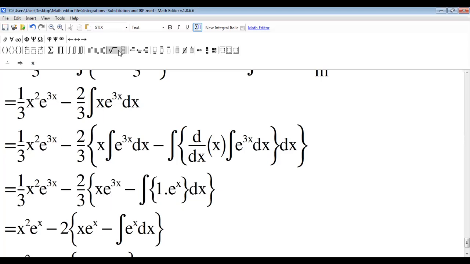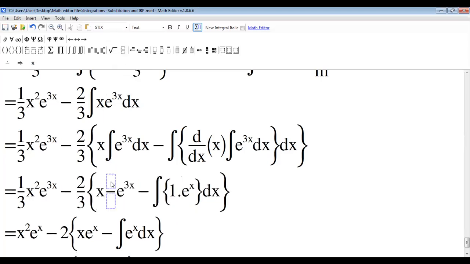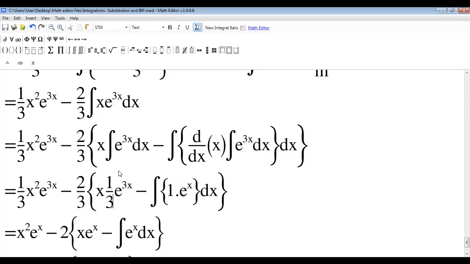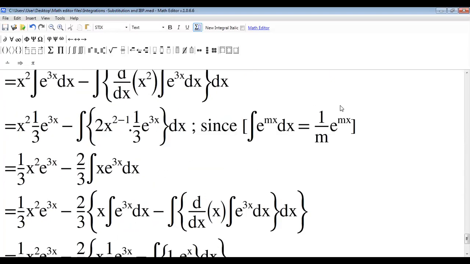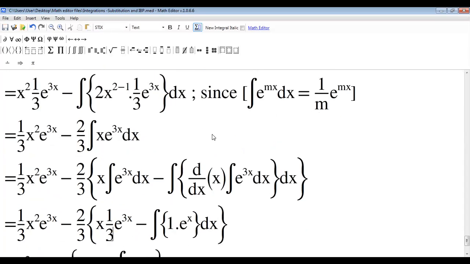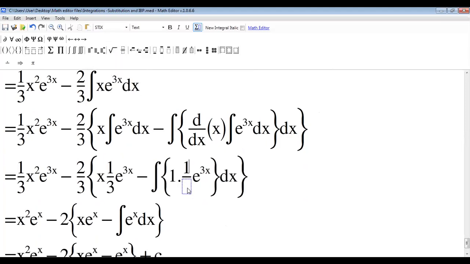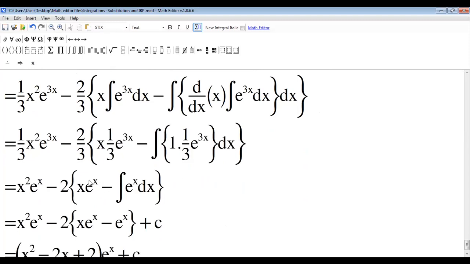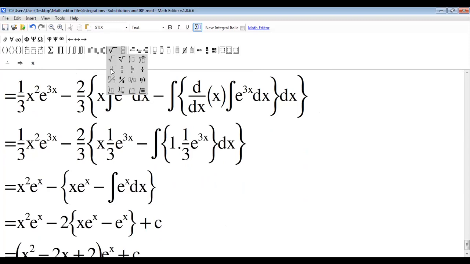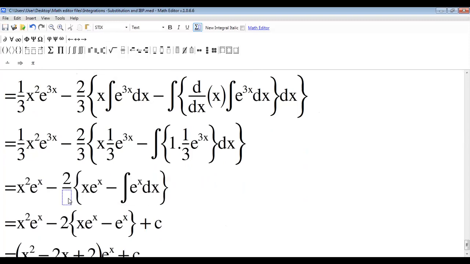We have to divide by the coefficient of x. The integration of this, using the same formula: the x integration will be this, and here it will be thrice x, and dividing by the coefficient of x, we get 1 by 3. So this will be 2 by 3, and here will be 1 by 3.